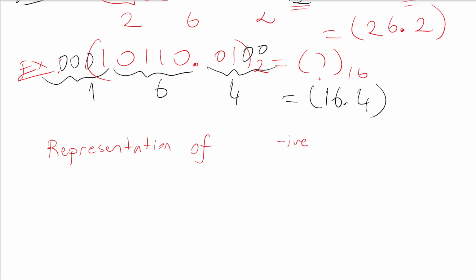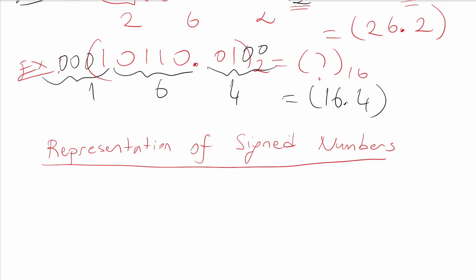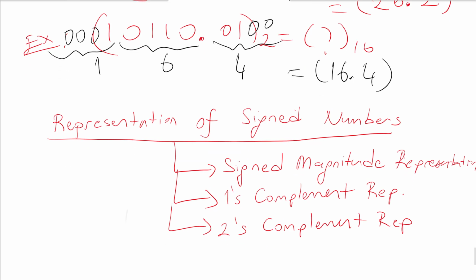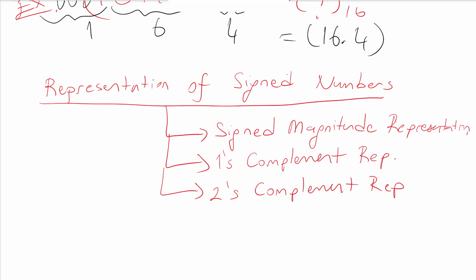Let's say negative is not the right word. So in here we have three methods. We will see the first one, it is easier for us to understand. The first technique is called signed magnitude representation. So there are different ways of representing signed numbers. The first method is signed magnitude. The second method is one's complement representation. And the last one is two's complement. So we are using these three representation techniques to represent signed numbers, positive and negative numbers.